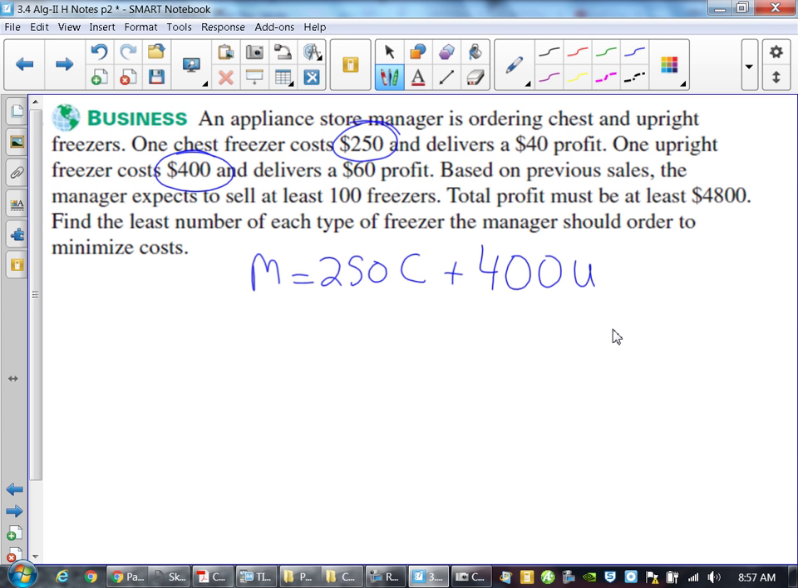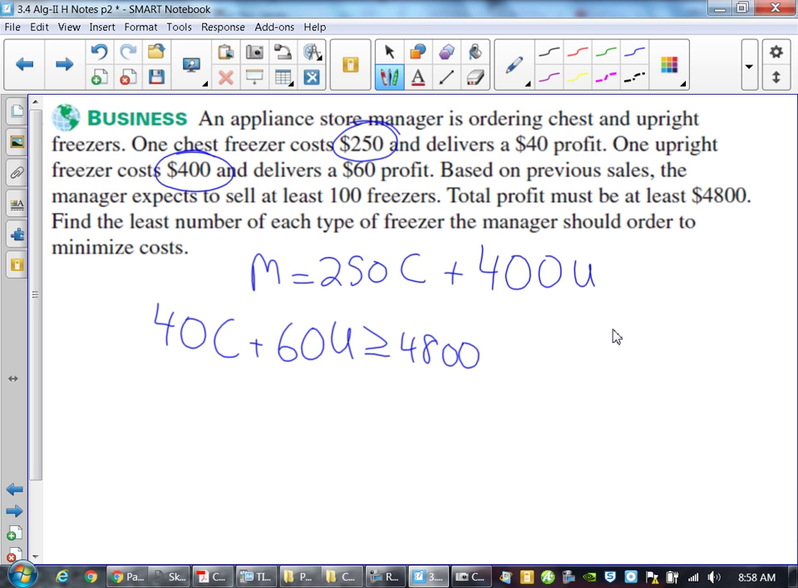So let's see here. Based on previous sales, the manager expects to sell at least 100. Can I say another thing? Sure. Those are called constraints. Another one would be 40C plus 60U is greater than or equal to 4,800, because your total profit must be at least 4,800. Perfect. So 40C plus 60U is greater than or equal to 4,800. Very good. How'd you do that?